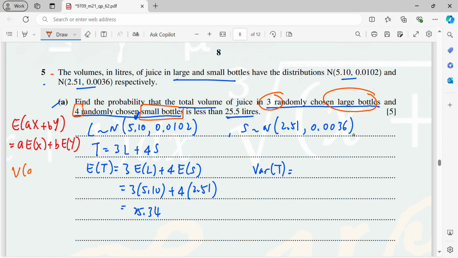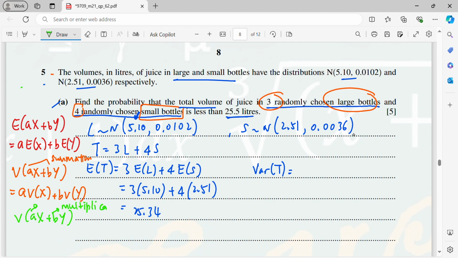Now we have this formula aX plus bY. When these two are summation, okay, that will be a variance X plus b variance Y. But if let's say it is multiplication, so aX plus bY, this will be the multiple. Okay, this is multiplication. Then we will write this as a squared variance X plus b squared variance Y.